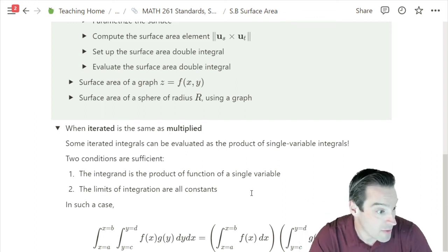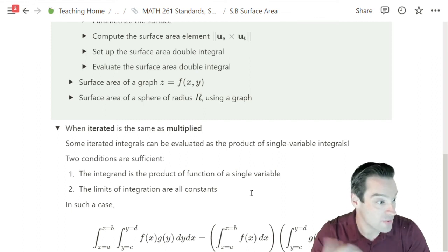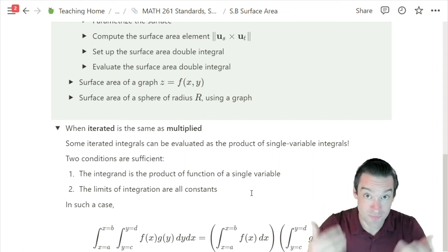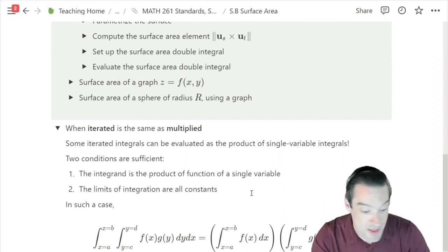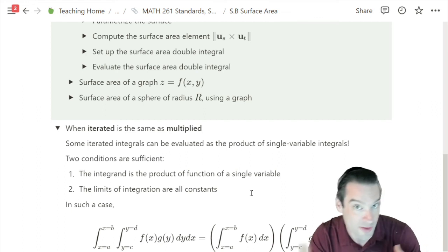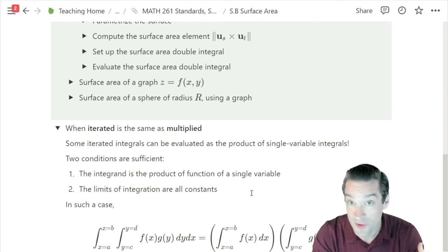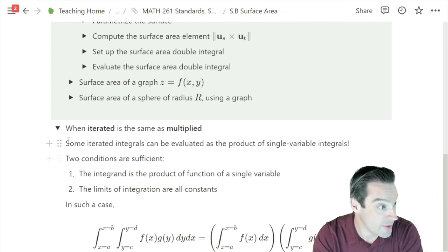And you can do it with either approach. But the product of two integrals approach is sometimes just a little bit easier, so that you don't have to keep straight what's my constant and what's my variable. You can just evaluate them as single variable integrals and multiply the results.